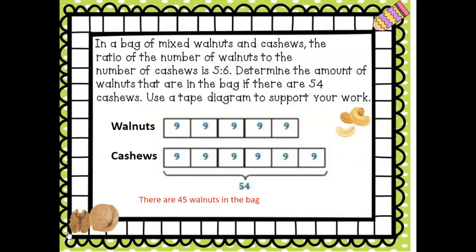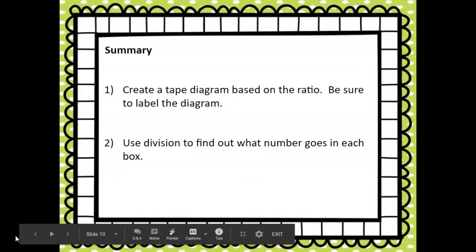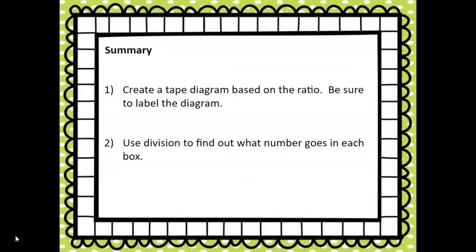So I hope this video helped you with using tape diagrams to solve equivalent ratio problems. Remember, you want to create your tape diagram based on the ratio, and be sure to label the diagram so you know which boxes go with which topic. Then use division to find out what number goes in each box. It's really not too hard.